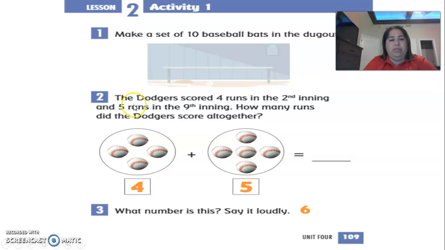Okay, number 2. The Dodgers scored 4 runs in the second inning and 5 runs in the 9th inning. How many runs did the Dodgers score altogether? So let's count. You have 4 right here and 5. So count them both together and put your number here. So what number is this? Say it loudly. What's this number? Very good.